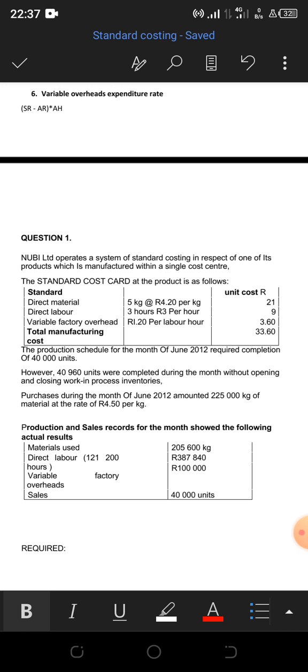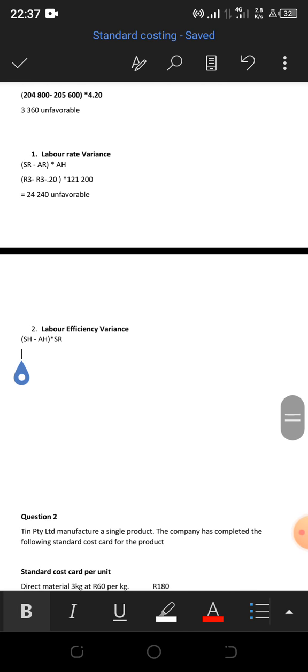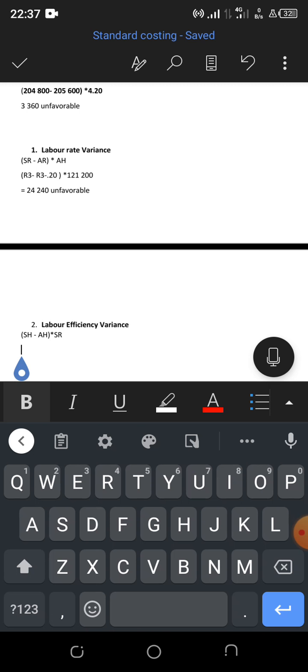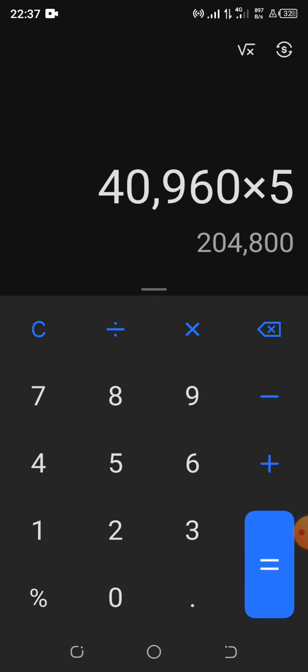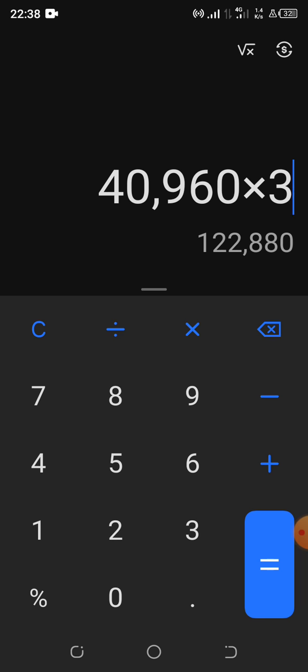Let's check. Do we have it? No, we don't have it, which means that we have to go to the production. Then we multiply by our rand per hour. The same procedure that we did when we multiply by 5 kg. So we are going to multiply by 3 hours, so that we're gonna get the standard hours. Okay, let's calculate on this side. We're going to say the production, which is 40,960, then we multiply by that 3 hour, then we're gonna get 122,880.